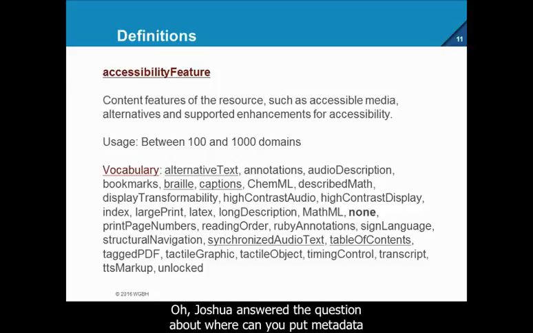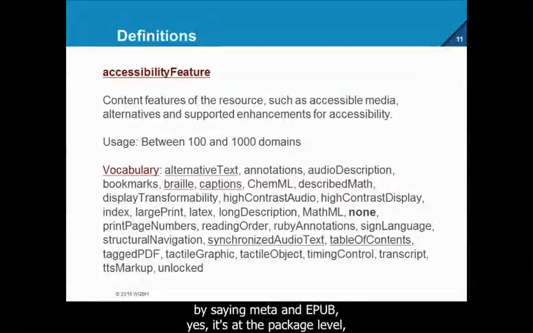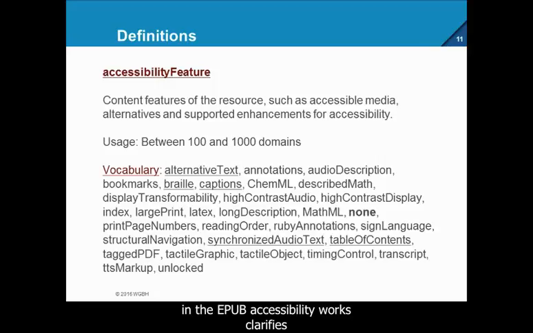Oh, Joshua answered the question about where you can put metadata by saying that in EPUB, yes, it's at the package level, but you can put some in each HTML file. Oh, and Svea Sigmund, who's one of my collaborators in the EPUB accessibility work, clarifies that you can put metadata at a very granular level even in EPUB 3.1. So this may be one of the improvements to EPUB that we made. There are a lot of new accessibility features in EPUB 3.1. So if you're producing EPUB and want it to be accessible, you'll definitely want to look at 3.1.